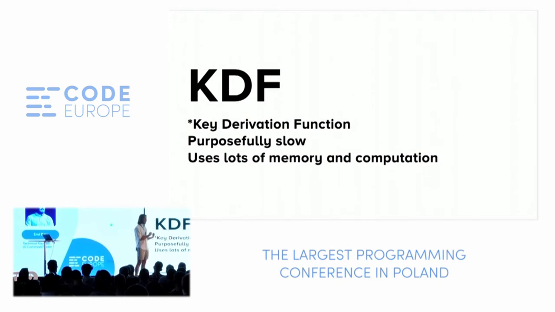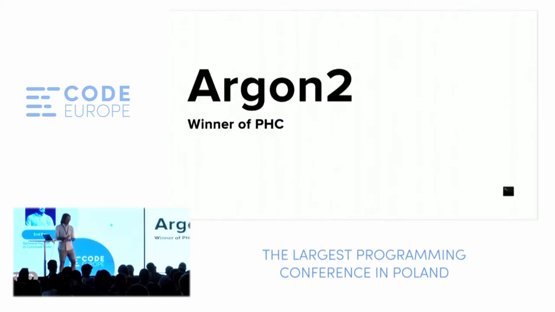So you could use it to encrypt disk drives and that kind of stuff. But we can also use it for passwords. They're designed to be slow, they're designed to consume a lot of memory and a lot of computation, so it's very, very hard to calculate the value, but that's what we want. So the state of the art is this function called argon2.